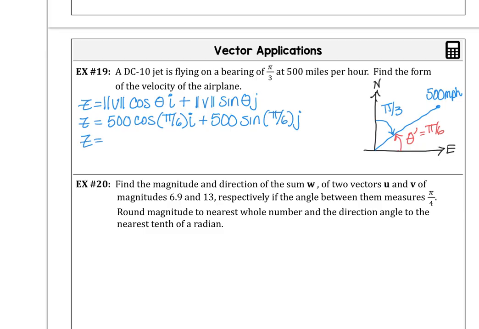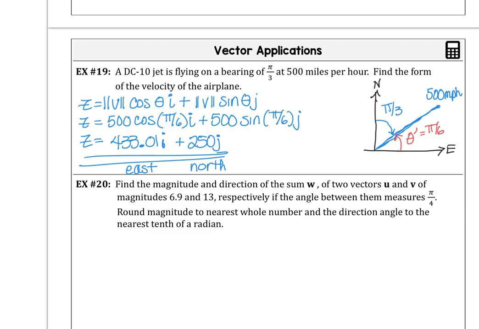And again with your calculator, 500 times cosine pi over 6 is 433.01 in the i direction and 250 in the j direction. I'm kind of out of space to write, but what that means is that the plane is traveling 433 miles per hour in the east direction and 250 miles per hour in the northward direction. But it's traveling on a bearing of pi over 3 at 500 miles per hour, which we had here.